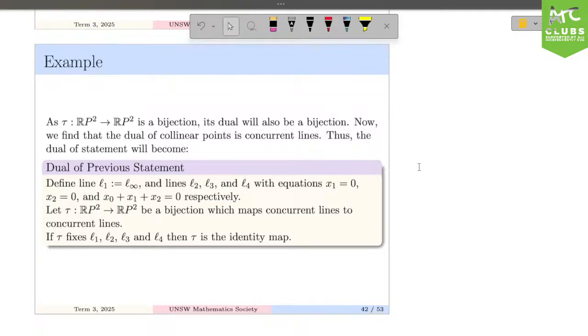If we assume that the previous statement is true, which it probably is, that's a proof left as an exercise for the audience. So if that previous statement is true, then by the principle of duality, we have just obtained another true statement. Any questions about duality? Duality is probably the most bizarre part of projective geometry.